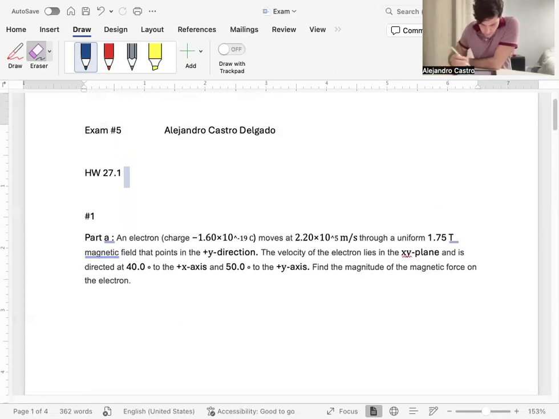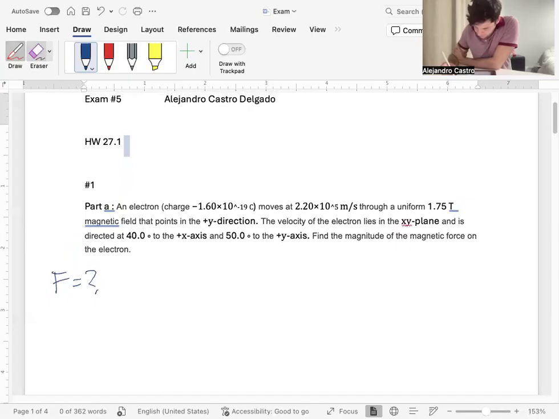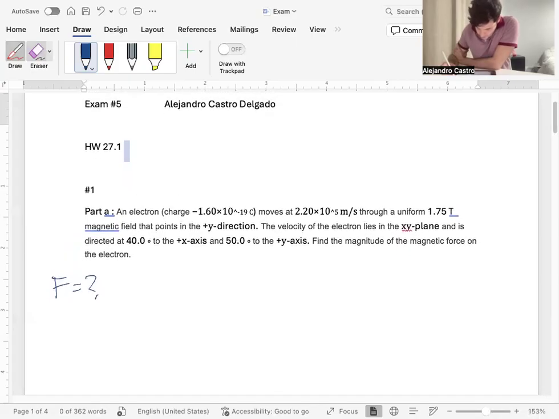Okay, what we need to find is the magnitude. And for that, we have an equation. The magnitude of the magnetic force on the electron is going to be given by the charge.